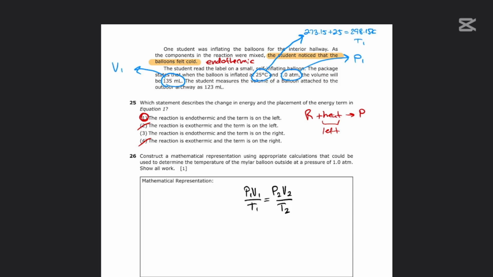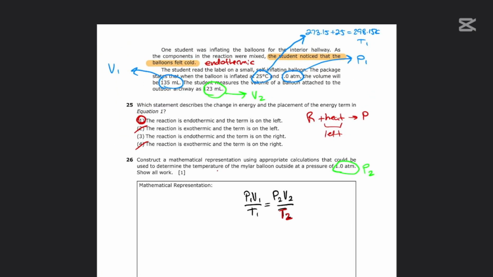It then says that the student measures the volume of a balloon attached to the outdoor archway as 123 milliliters. That will be V2. And it says that the outside pressure is 1.01 atmospheres. That is P2. And recall, we're trying to figure out the temperature of the balloon outside, so we're solving for T2.